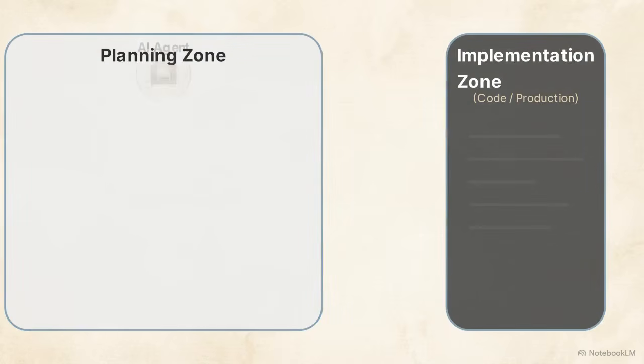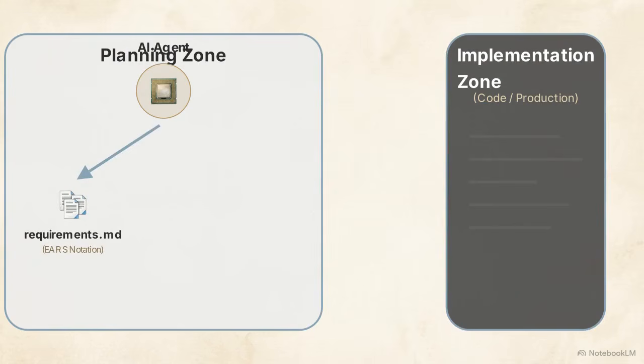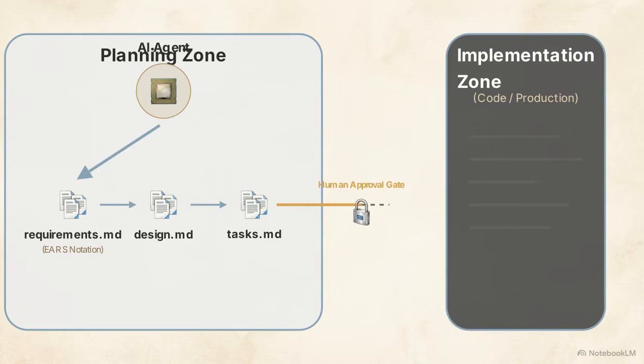AWS Kiro's spec mode enforces a rigid 3-document workflow. The agent generates requirements, design, and implementation task documents. Crucially, a human approval gate sits between planning and execution. The agent cannot write code until a human approves the specification.